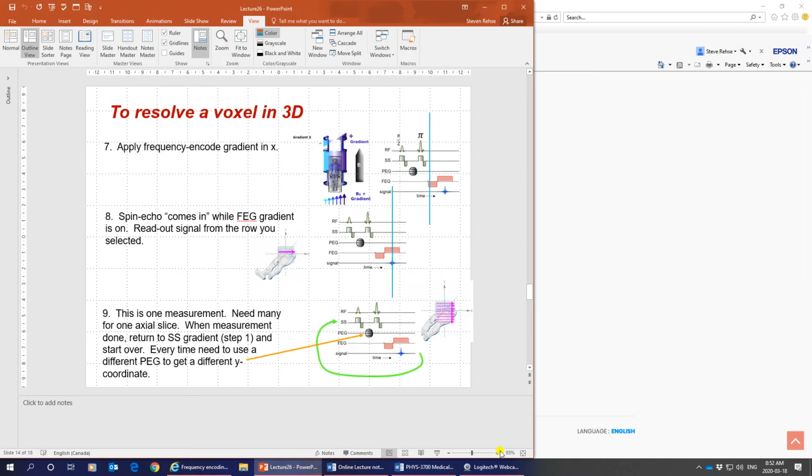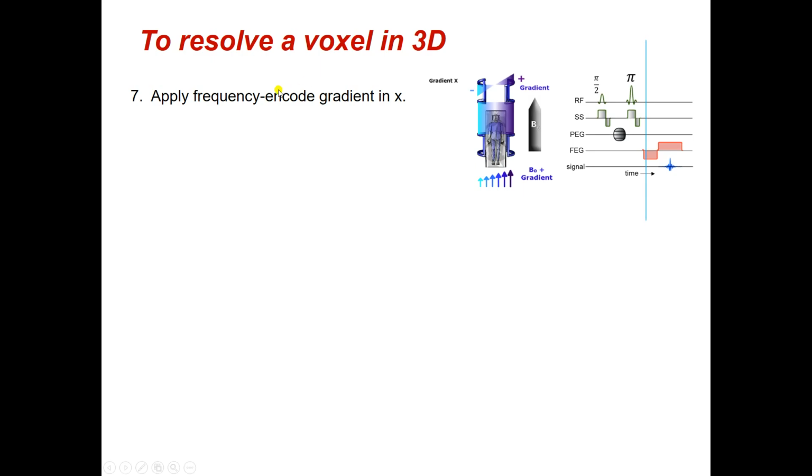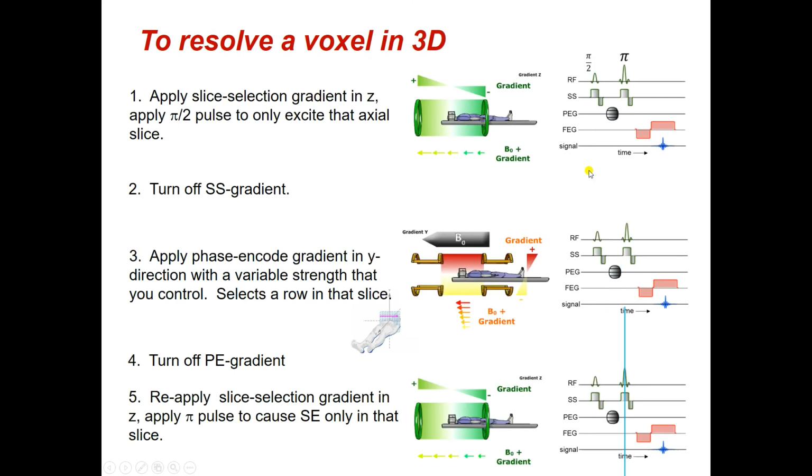So I'll go back to this graph. We're in step 7, the frequency encode gradient. What have we just been saying? Let's go through this one last time to review. Axial slice selection gradient selects one axial slice. You apply it, you only let the RF talk to that slice, turn it off, done. Now we want to know, say, top to bottom. You apply the phase encode gradient. You just get the spins.